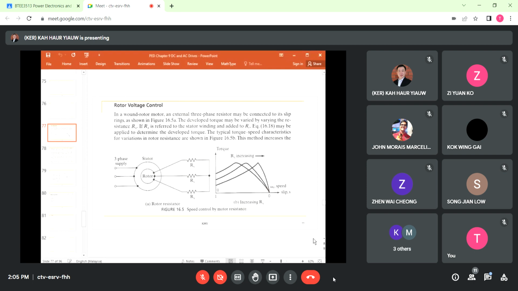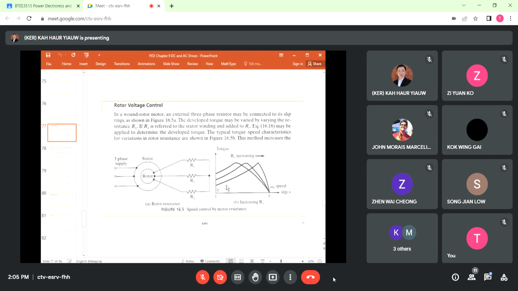Rotor voltage control. In a wound rotor, an external three-phase resistor may be connected to its slip ring, as shown in this figure here. The developed torque may be varied by varying the resistance Rx. If Rx is referred to the stator winding and added to RR, equation 18 may be applied to determine the developed torque. The typical torque-speed characteristics for variation in rotor resistance are shown in this figure here.